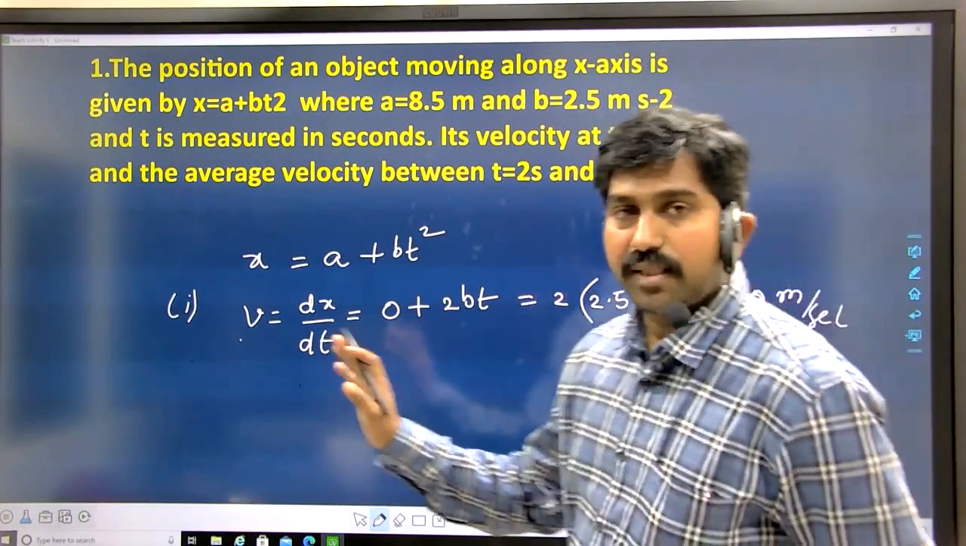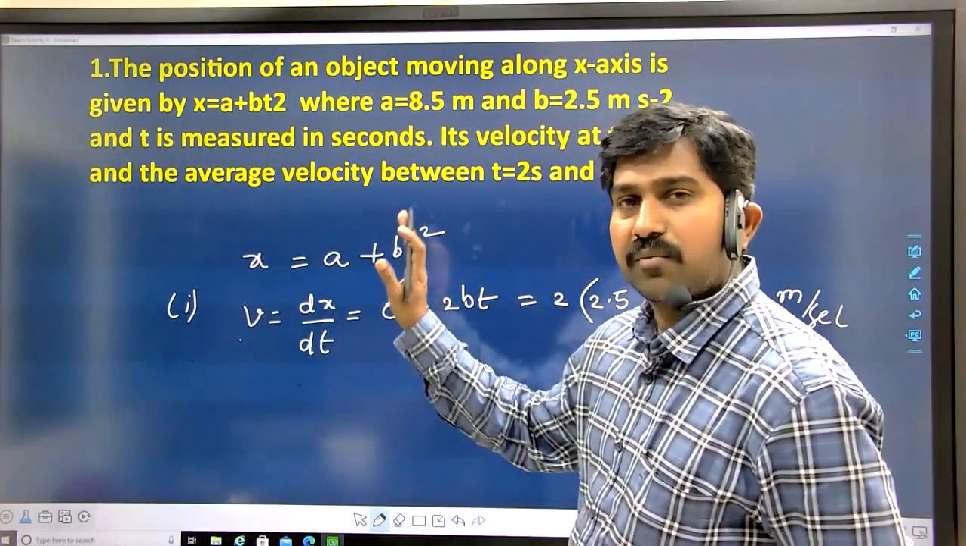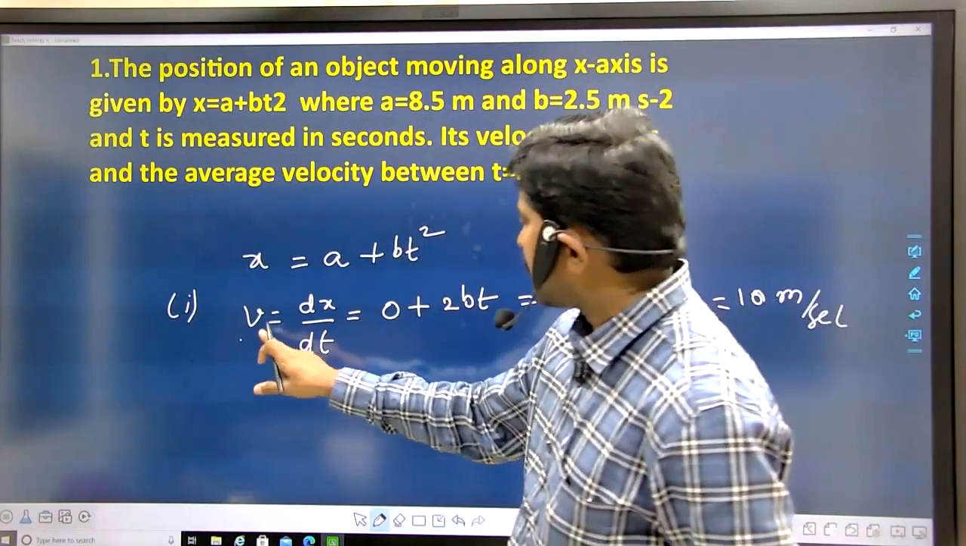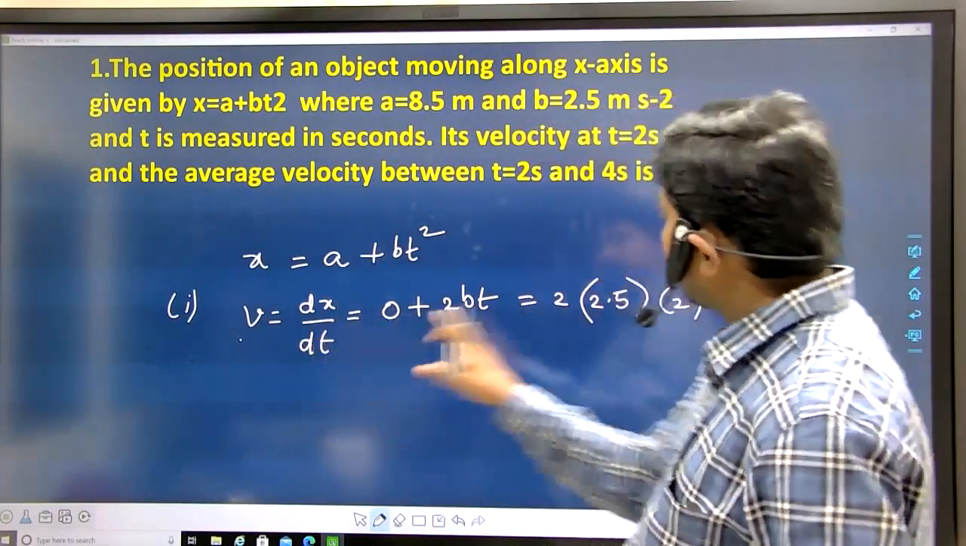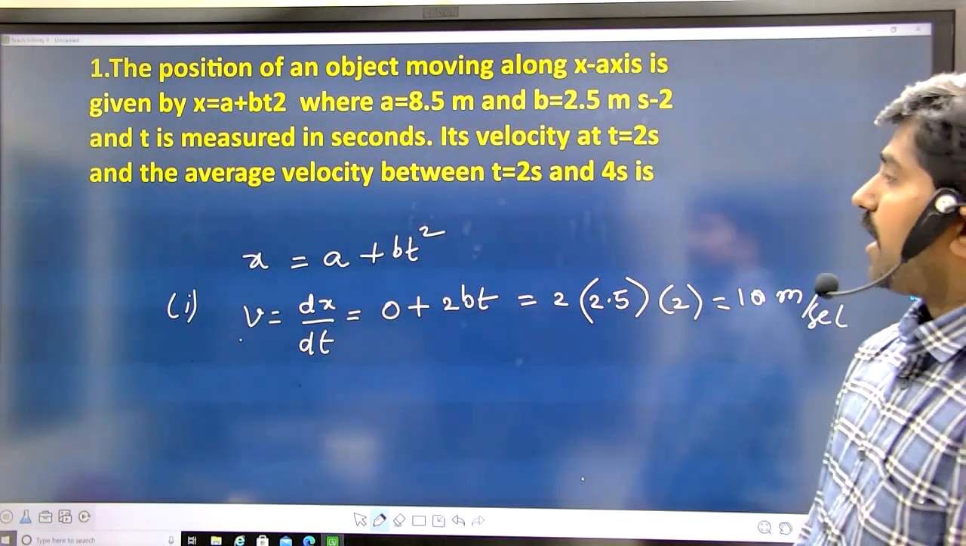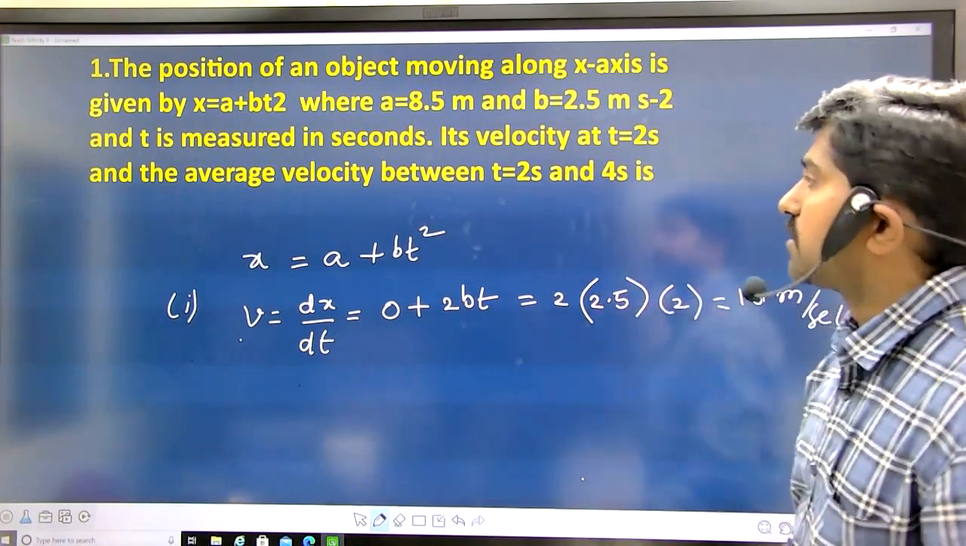In the question it is given the relation between position and time, and at one particular time they're asking us to calculate velocity. Just by taking the differentiation you will get the answer here. And what is the second question given? Average velocity between 2 seconds and 4 seconds.